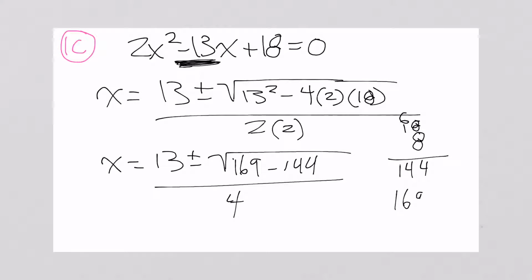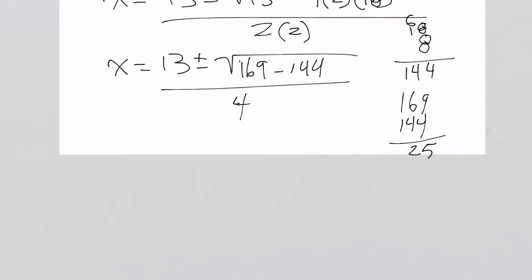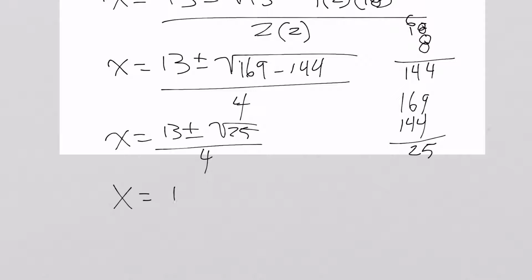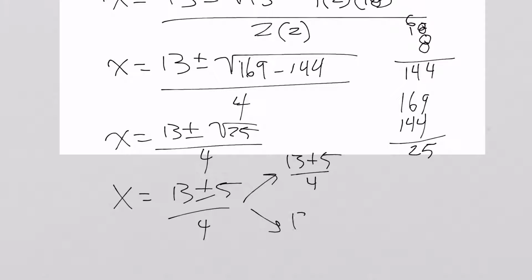What's 169 minus 144? Well, 9 minus 4 is 5. 6 minus 4 is 2. 0 minus 0, 1 minus 1 is 0, so 25. So let's simplify this a little bit. X equals 13 plus or minus the square root of 25 over 4, which means x equals 13 plus or minus 5 over 4, which means two solutions, 13 plus 5 over 4 and 13 minus 5 over 4.